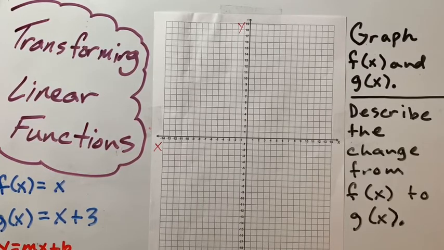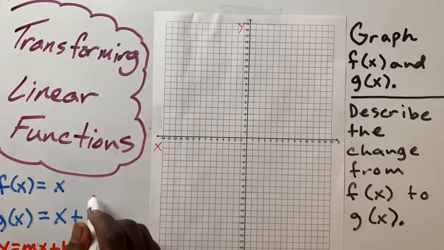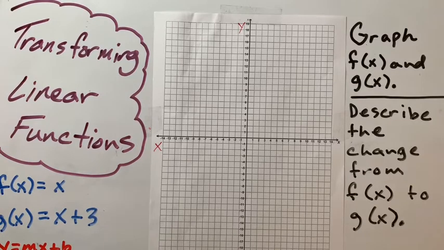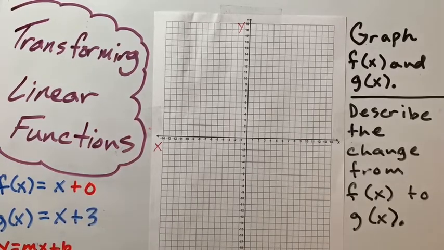All right, so let's start with f of x equals, excuse me, f of x equals x. Now, in this case, m is the slope and b is the y-intercept. There is no y-intercept, so I'm just going to write plus 0 there to communicate that b is equal to 0. Remember, so let's start with this one first, g of x.